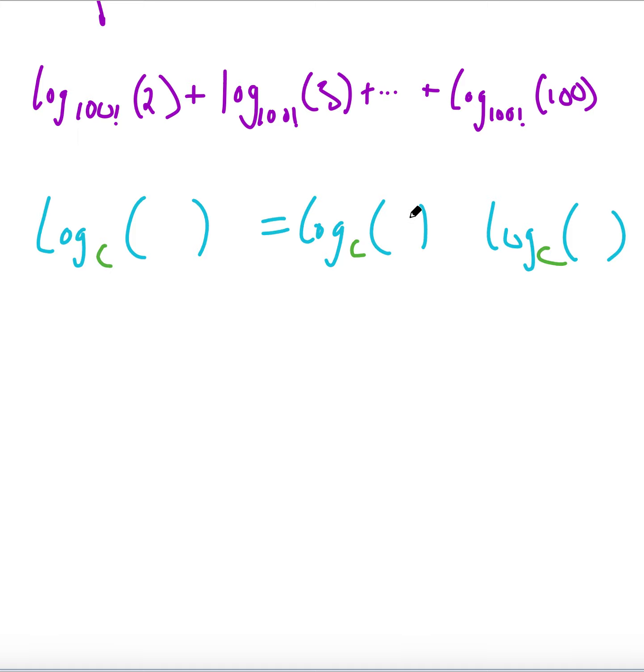And so let's see, if we have the log base c of a times b, that's the same thing as taking the log base c of a and adding that to the log base c of b. That's our property number 2. I'm going to write that down. Property number 2. Now let's prove it, because that doesn't hurt.